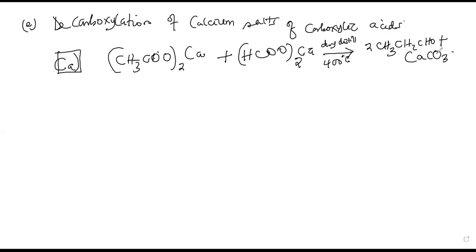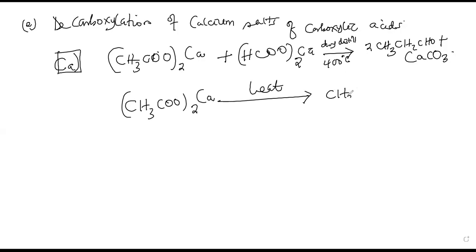Then still we can note that if we have a calcium salt of carboxylic acid, (CH3COO)2Ca, the moment you heat this, it decomposes to form CH3COCH3, which will come from here because you have 2 CH3s, then O, plus calcium carbonate. So still that one works.